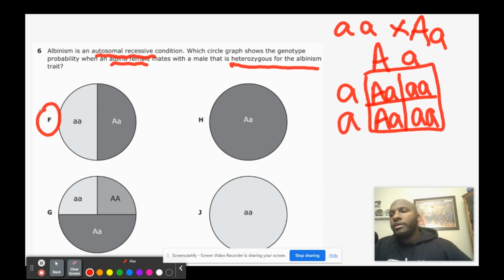Very, very straightforward, testing your knowledge on whether you know what recessive and heterozygous mean. If you know what those things mean, and you know what the genotype is, you'll be fine on this type of question. Everybody got that? If not, rewind this and watch it again.